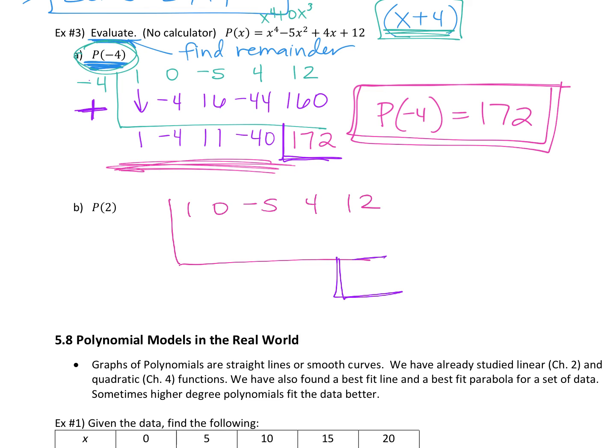What'd you get? 48. Got 16. Anybody else get 16? Yeah. It was 16. Okay, so you're putting a positive 2 here, right? Because this is a positive 2.